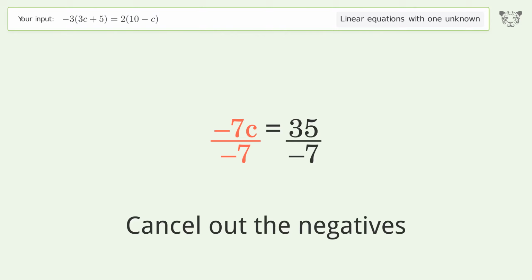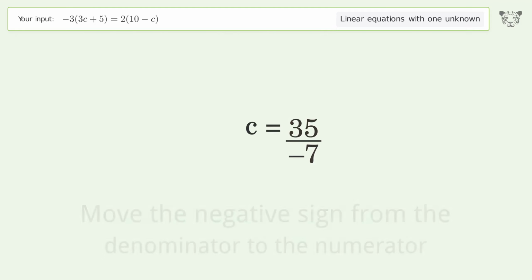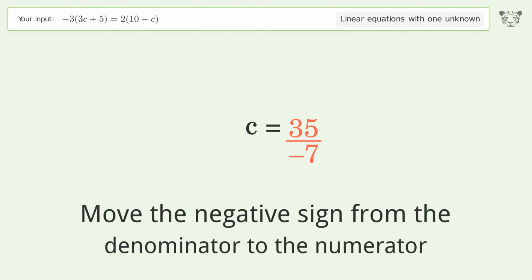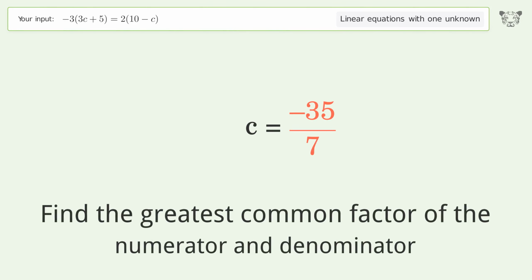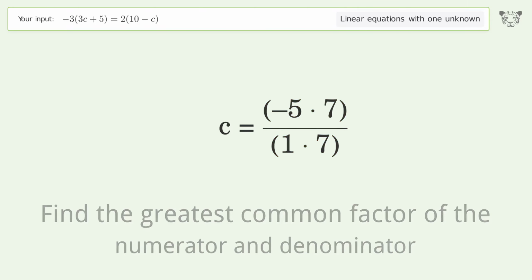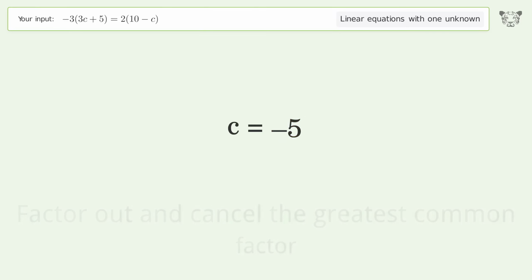Cancel out the negatives. Simplify the fraction. Move the negative sign from the denominator to the numerator. Find the greatest common factor of the numerator and denominator. Factor out and cancel the greatest common factor. And so the final result is c equals -5.